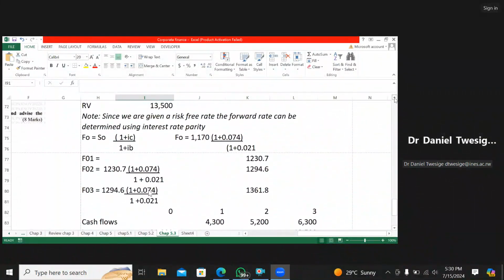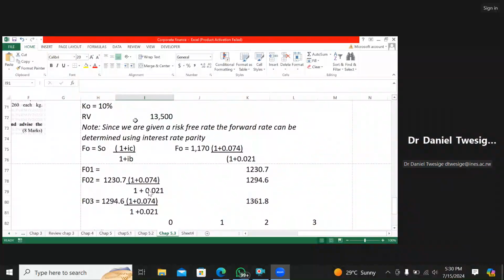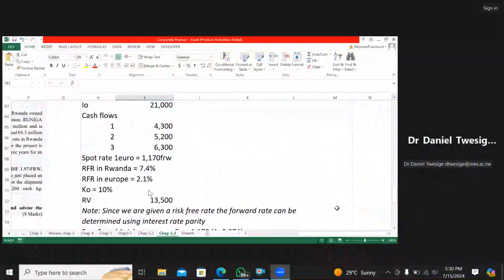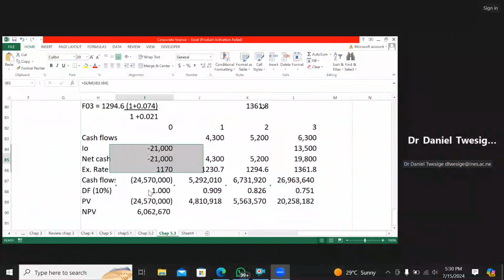There's one I had prepared myself. Maybe I'm going to show you and see how you can handle that. I can make this one into a table.